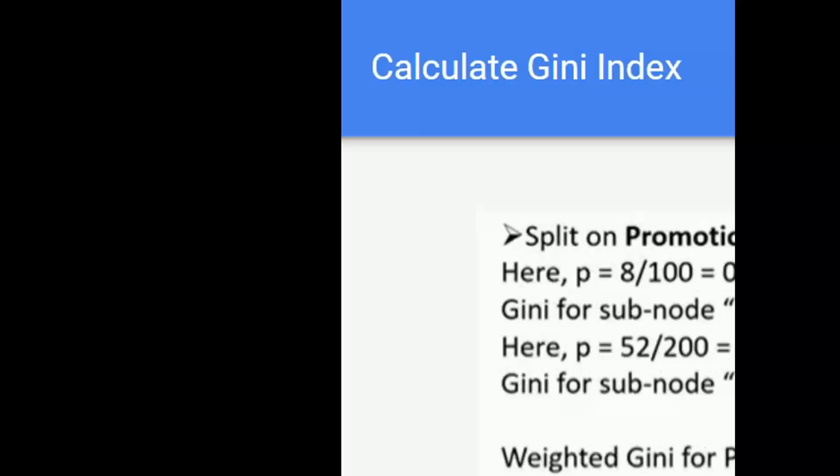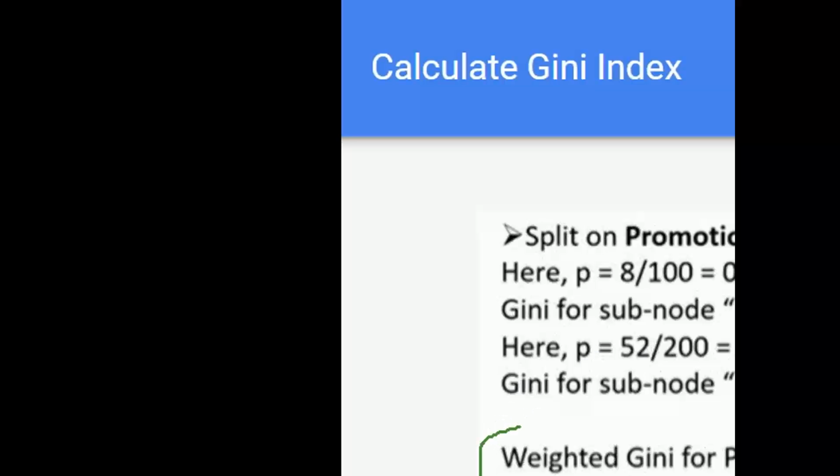Then for the people who didn't get the promotion, what is the Gini score for them? There were 52 people altogether who left the company who didn't get the promotion. So what are the chances a person will leave the company if he has not got the promotion? That is 26%, and the chances he will not leave the company is 74%. So we calculated the Gini index for no. That came out to be 0.6152.